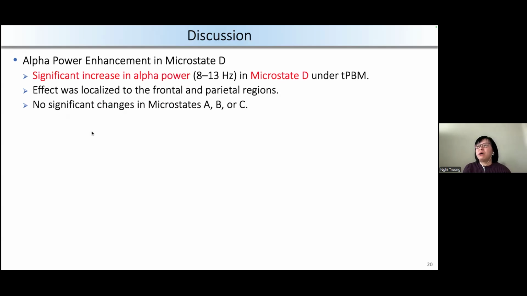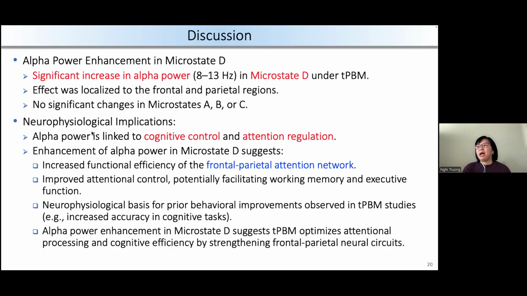And the increase in alpha band power in microstate D under the tPBM session can be explained by an increase of functional efficiency of the frontal and parietal attention network. It also explains that tPBM can improve attentional control and potentially facilitate working memory and executive function.